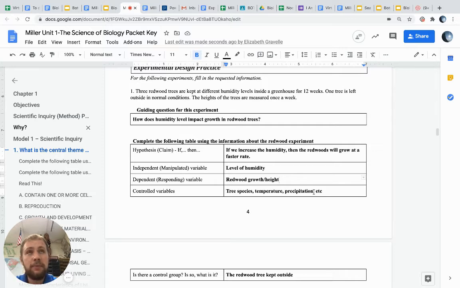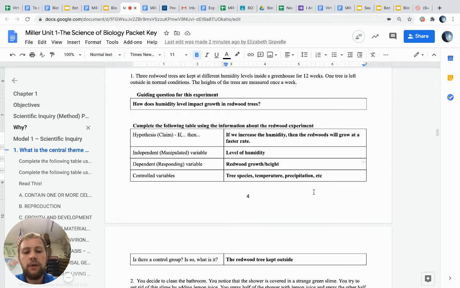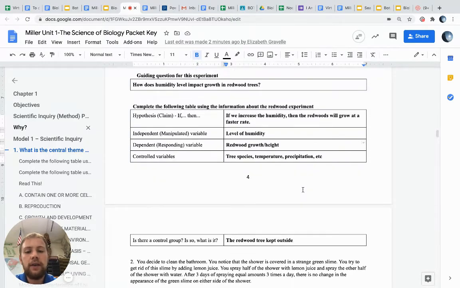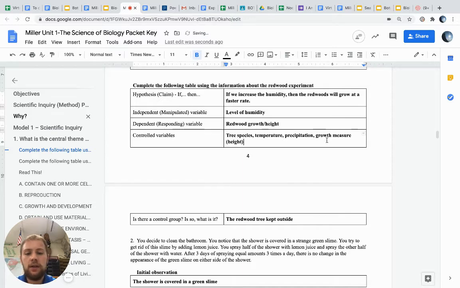So the precipitation or rainfall outside should also be the same amount of rainfall in terms of inches that the trees are getting inside. So we're going to want to keep that certainly the same as well. We could think of many different variables. I've only just named a few that are the same. We've also kept, for example, the growth measure the same. We're using height for both of them.